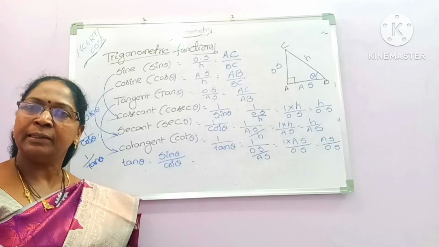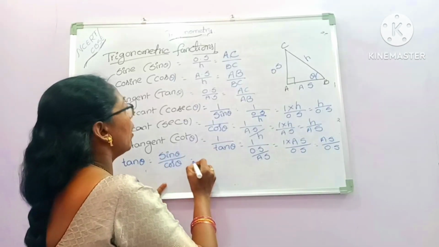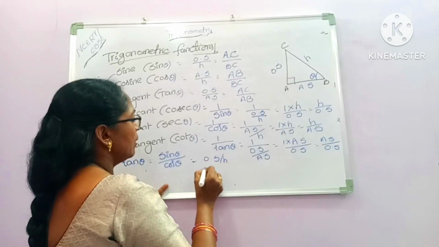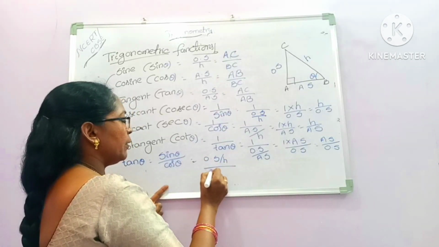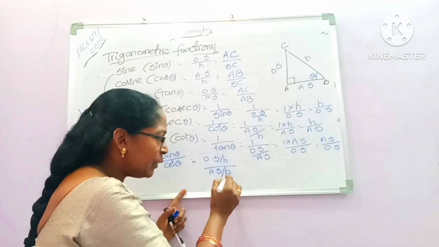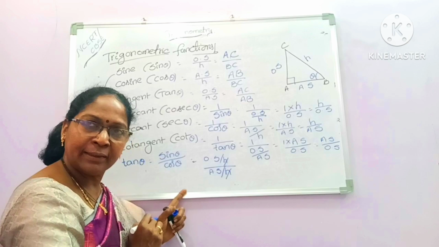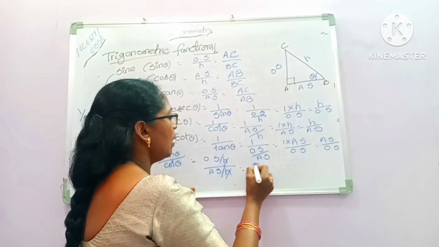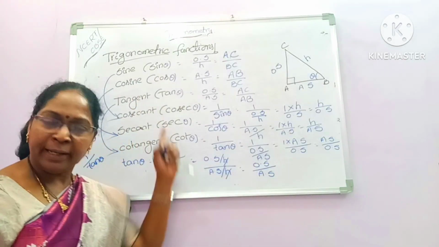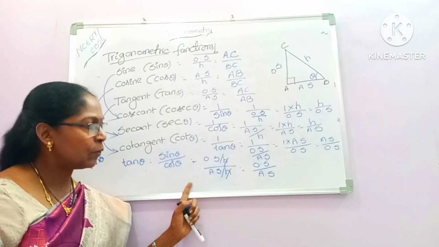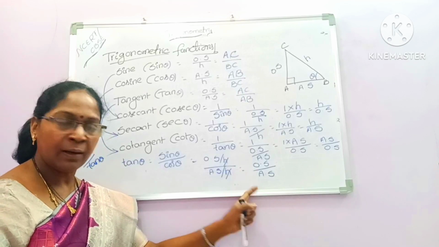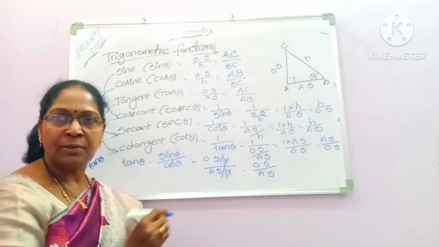What is that sine theta? Sine theta equal to, already we know that, opposite side by hypotenuse, and cos theta equal to adjacent side by hypotenuse. Both the denominators you can cancel directly, and you can write the formula opposite side by adjacent side. With either method, you will get the same formula. But you have to remember this basic formula. Sometimes this formula is also useful.